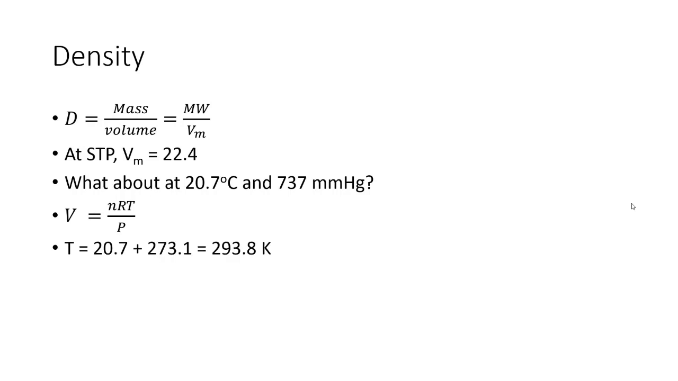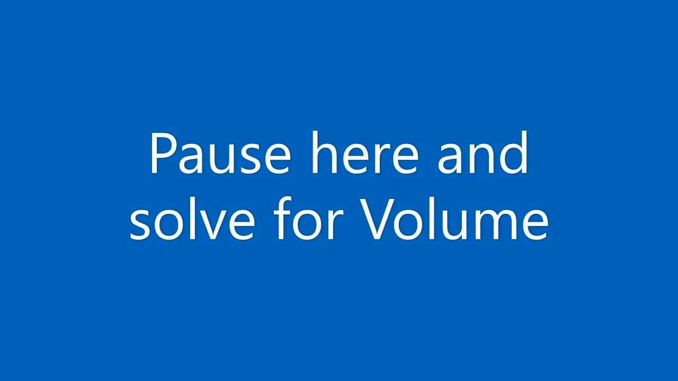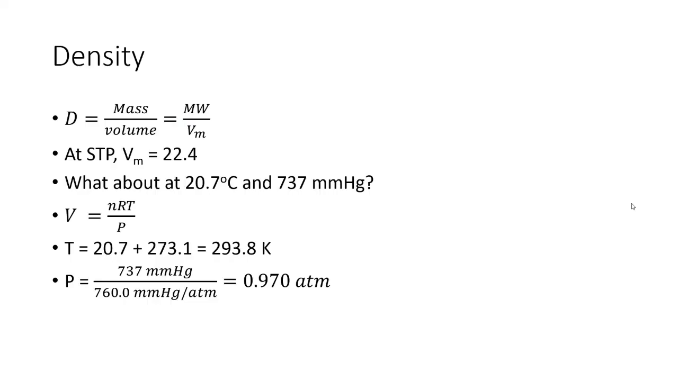So make sure your temperature is in Kelvin and your pressure is in atmospheres before you start plugging into the ideal gas law. We are changing the temperature and pressure, but not by a whole lot. 0.97 isn't real far from 1, right? So you should expect something near 22.4, but it's not going to be exactly 22.4. That should help you know if you're getting a good answer.